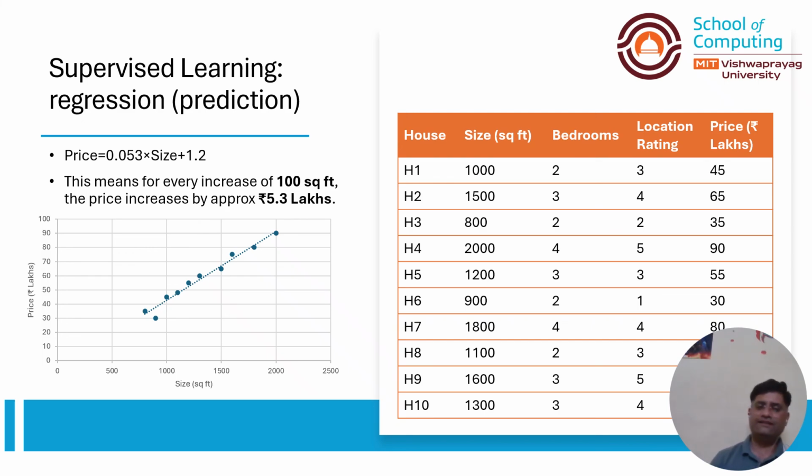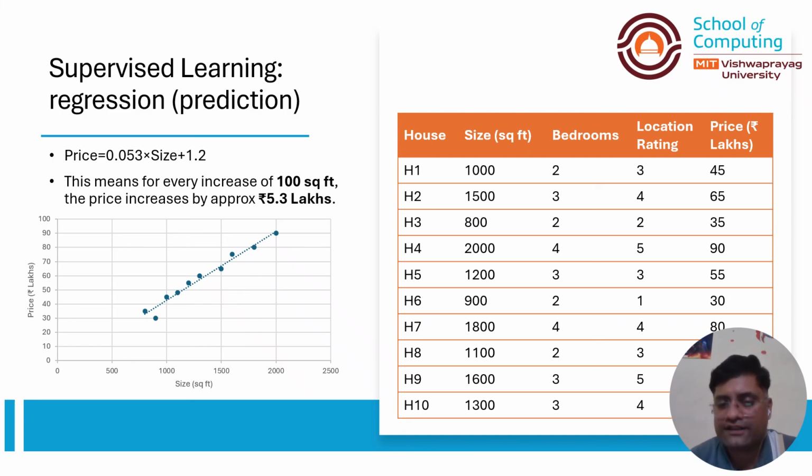The next is prediction or regression. Here as output I have continuous values, and based upon the input data I want to find out that value for an unknown sample. Here I am trying to predict or forecast. This is called regression.